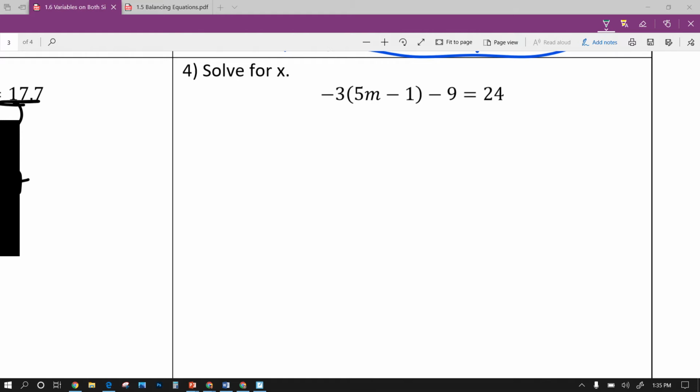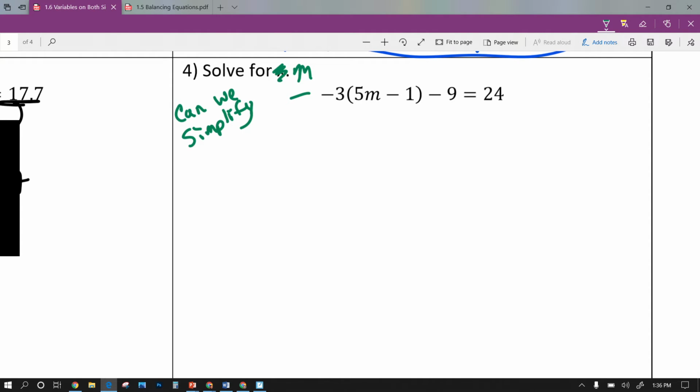All right, problem 4 of our quiz review homework. We need to solve for the variable. In this case, we're not solving for x, we're actually solving for m. M is our variable that we need to solve for. So anytime we see one of those big, scary equations, we're going to ask ourselves the question, can we simplify?